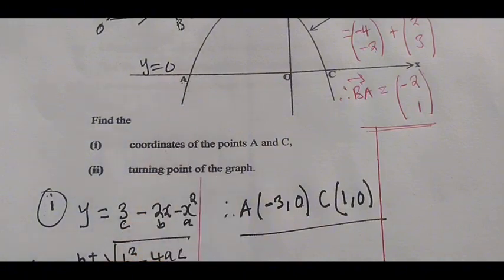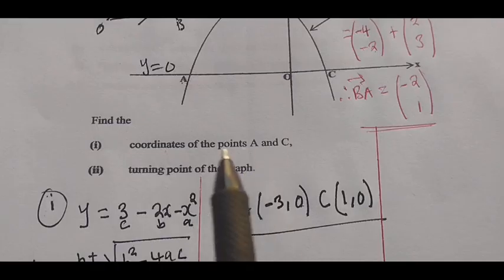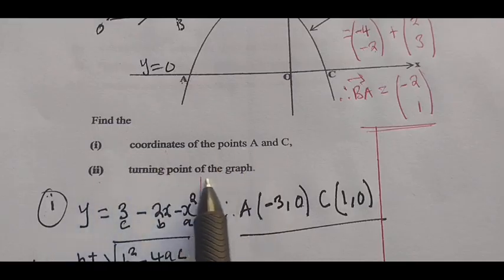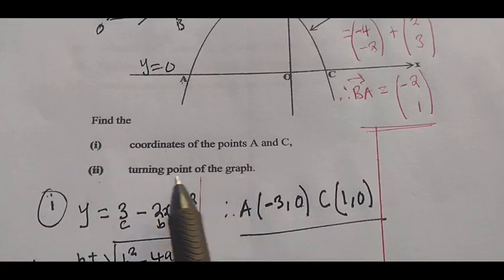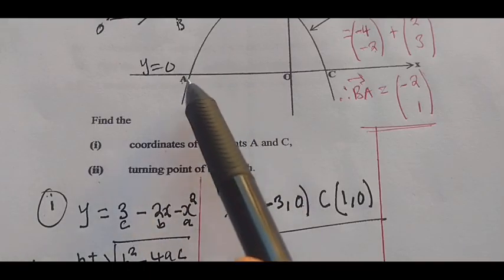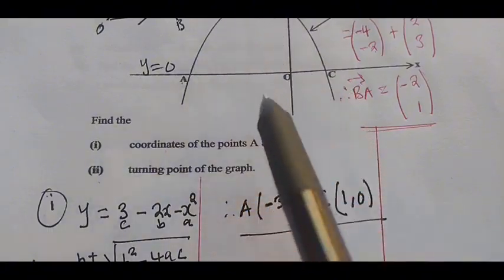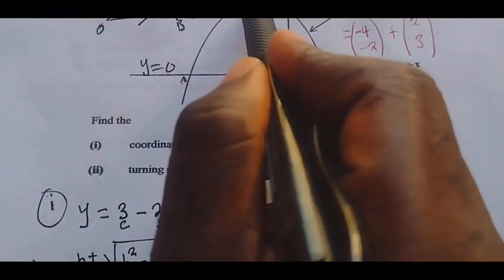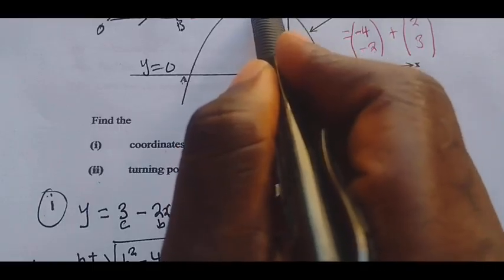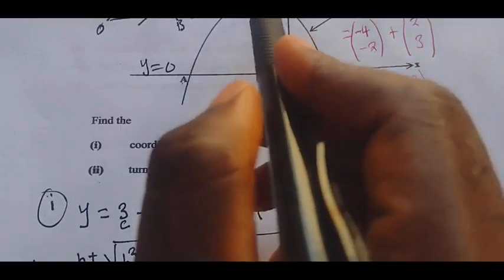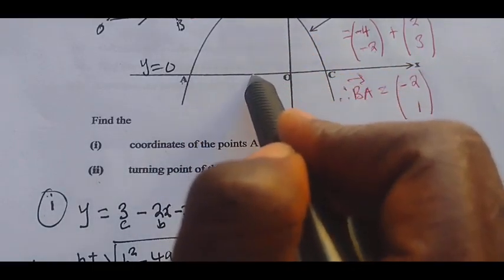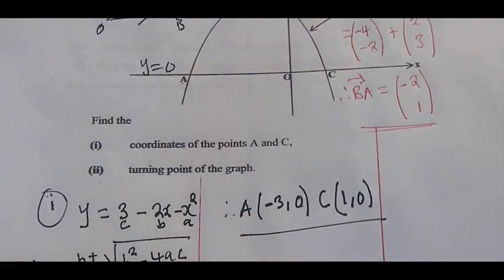Let us now come to question B, Roman numeral 2, which is right here. Find the turning point of the graph. So they want you to find the turning point of this graph right here, this turning point. Okay, this is what they want you to find. What were the coordinates of the turning point of this graph? Meaning you need to come up with the x coordinate and the y coordinate there.